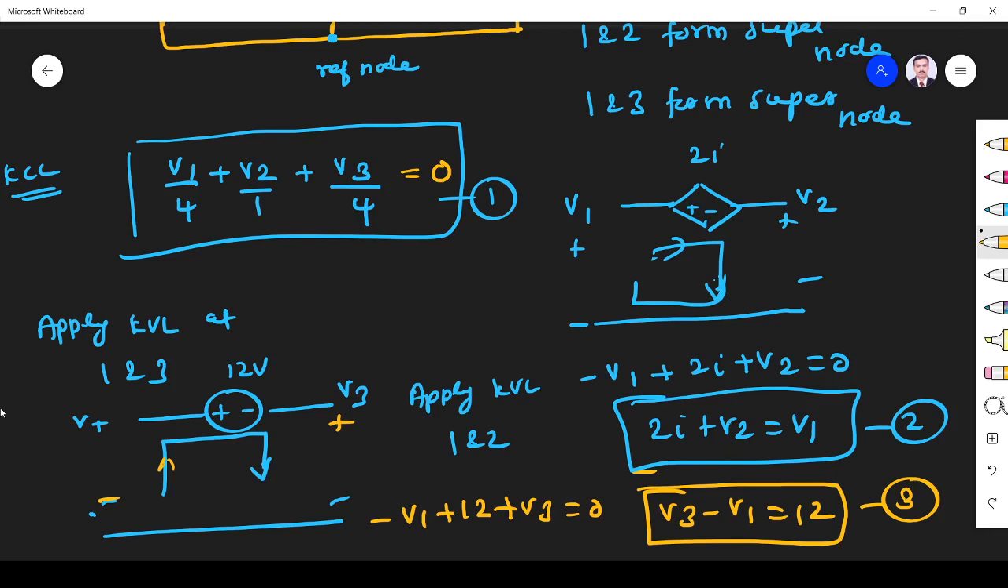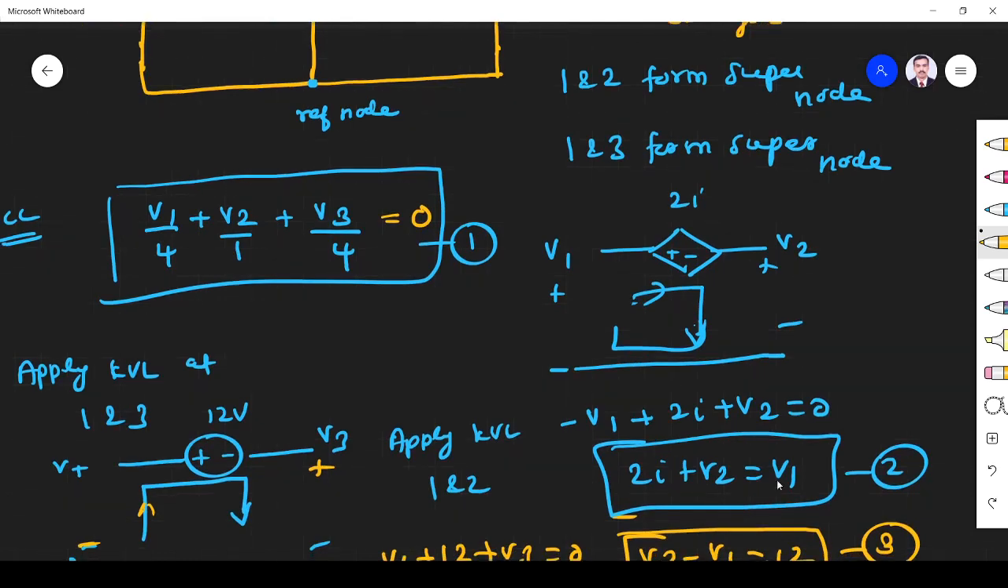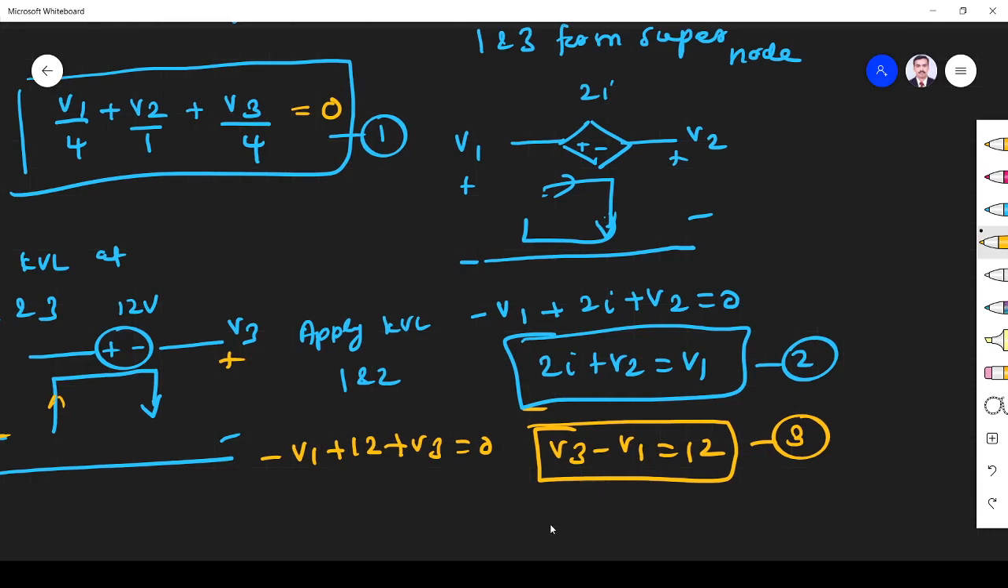So you see V1, V2, V3 plus I is there. I have 4 variables, so I need a fourth equation. To solve 4 variables, we need a 4th equation. We have only 3 equations. What is the 4th equation? I. I is given here. I is equal to V3 by 4. This is the current flowing through this branch. I is nothing but V by R. V is V3, R is 4. So I is equal to V3 by 4. Now I got the 4th equation. Substitute I is equal to V3 by 4.